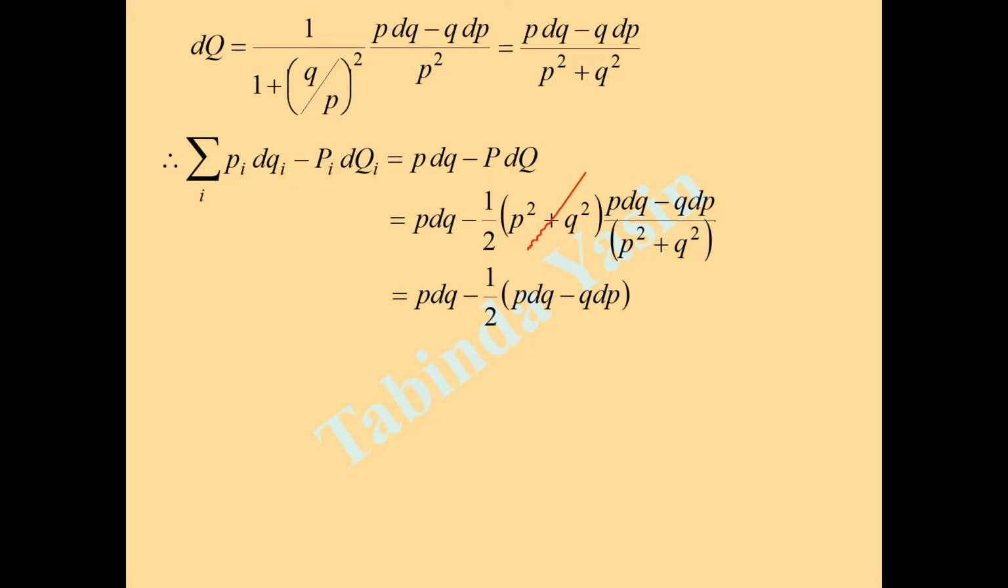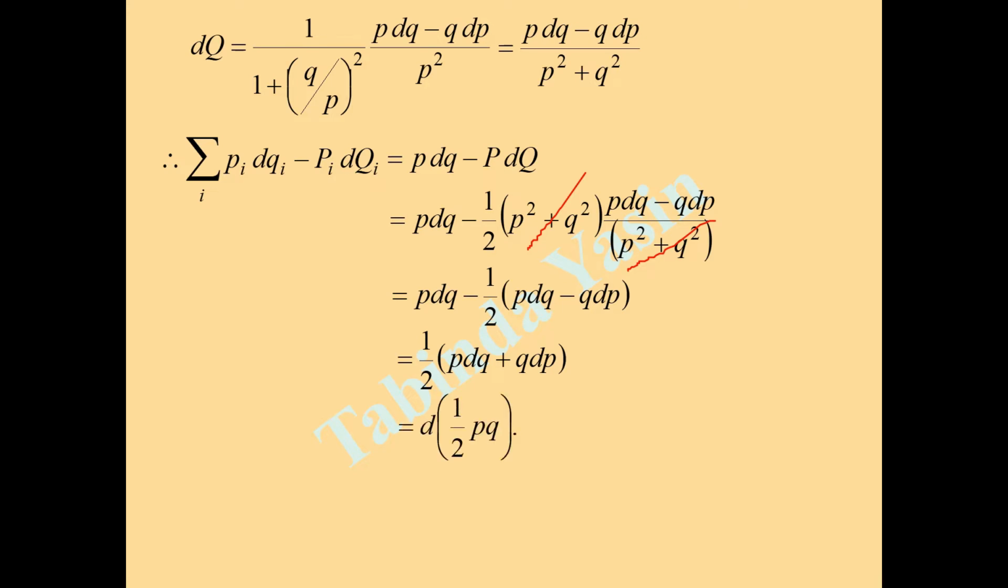Cancelling these two terms, we get p dq minus 1 by 2 (p dq minus q dp). After opening that expression, p dq minus 1 by 2 p dq plus 1 by 2 q dp, and taking the LCM and solving, that becomes 1 by 2 p dq plus 1 by 2 q dp. Taking 1 by 2 common, we get 1 by 2 (p dq plus q dp).